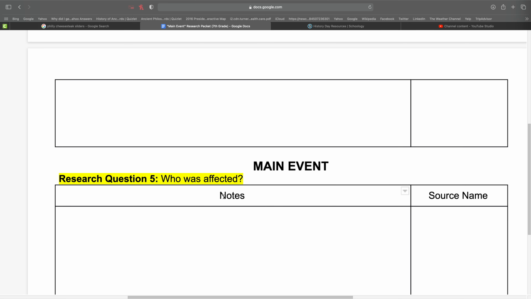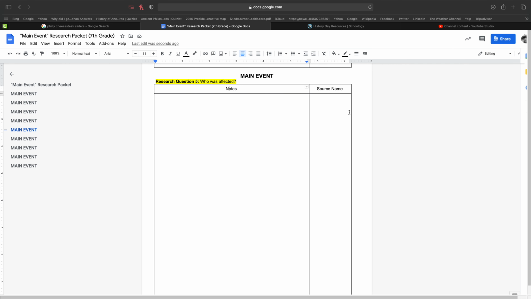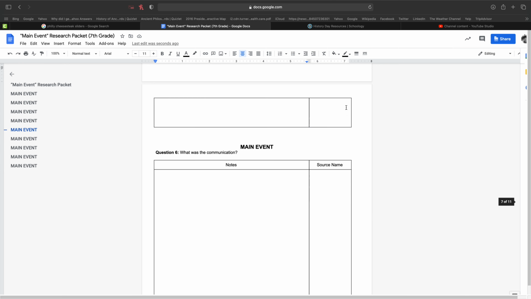So if you were talking about 9/11, who was affected? Well, clearly the people of New York City, but also the people nationwide, right? So here you can find some sources that specifically talk about the different reactions and how people felt as this event happened, okay? So that's what I mean by who. Who are the people who felt the effects of the event?